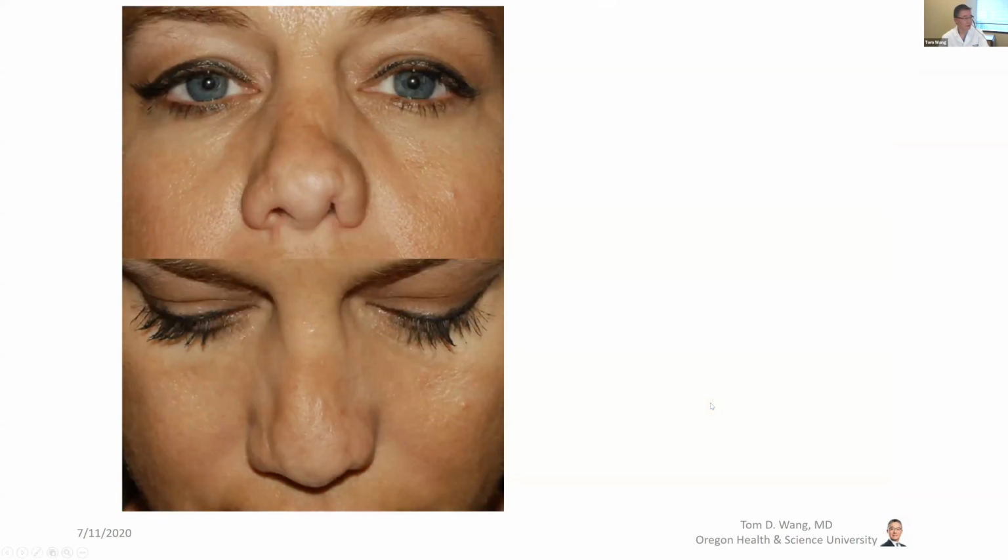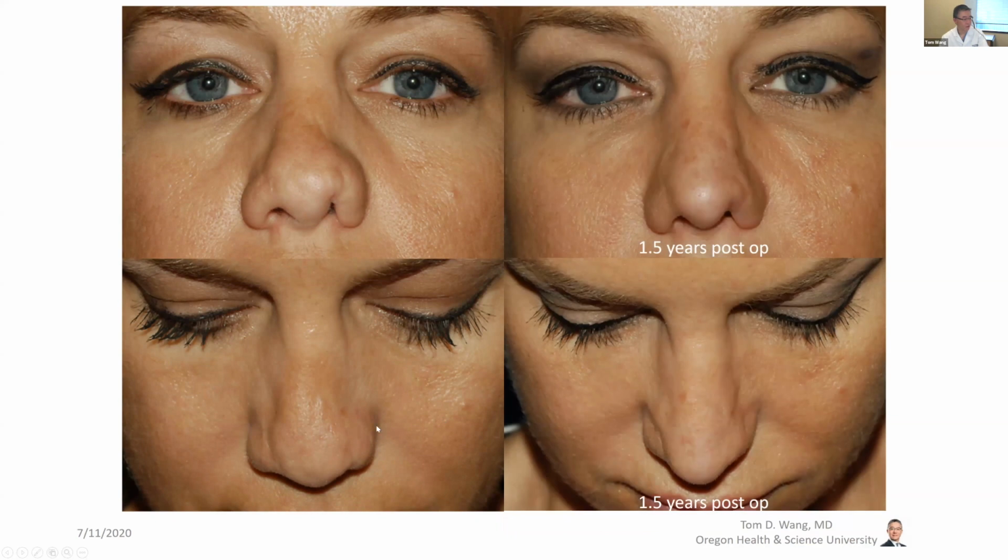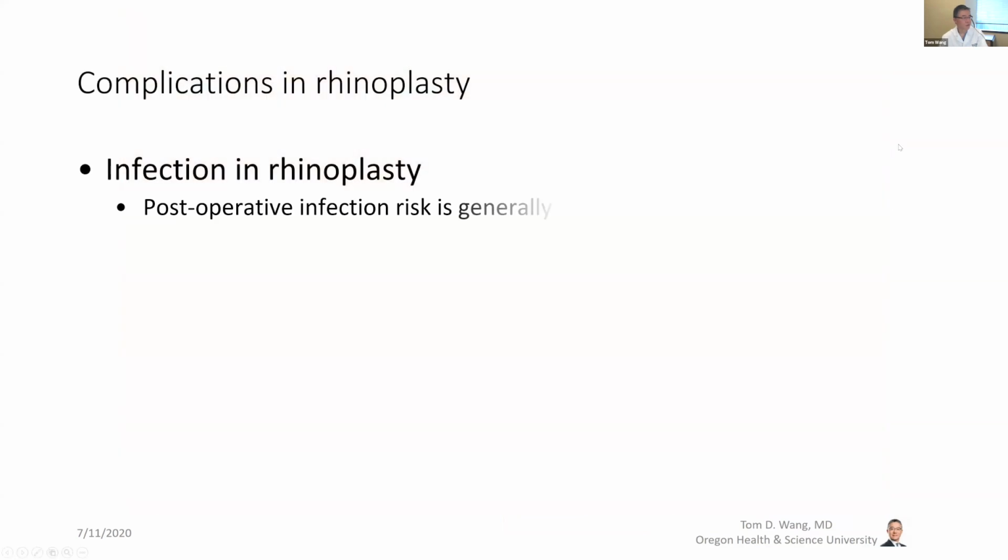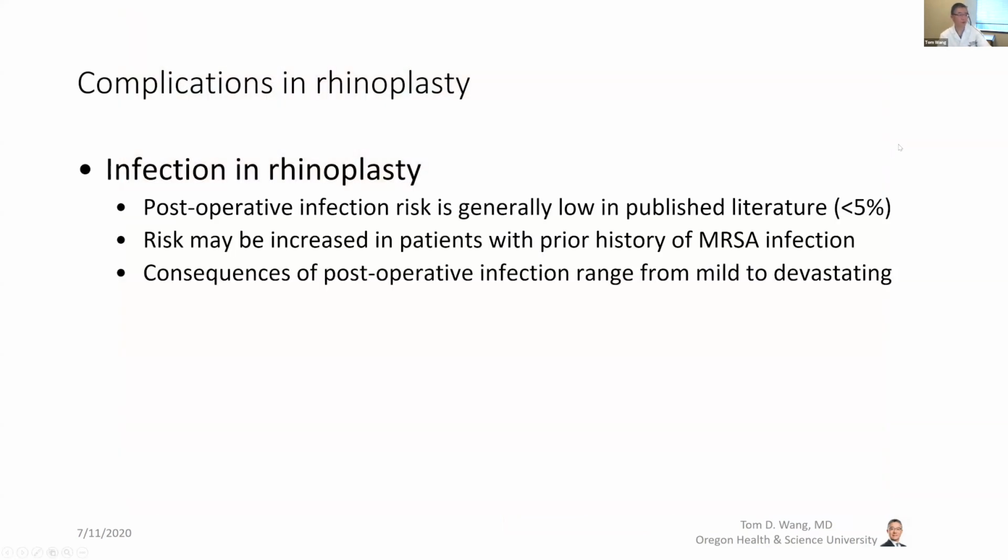And the front view and the downward oblique view, you can see the nostril shape and symmetry is better, and we're able to get better tip projection. This area is filled out compared to that, but this left side or the right side is still a little asymmetrical, unfortunately. And so in her particular case, we know that postoperative infection risk is generally low in published literature, less than 5%.